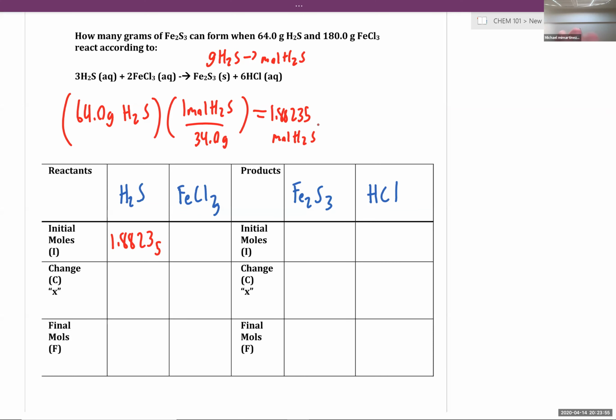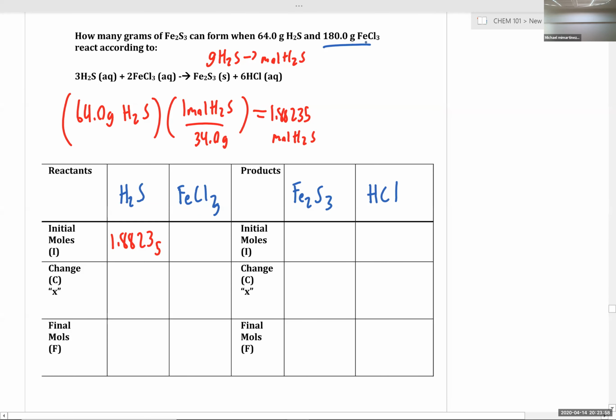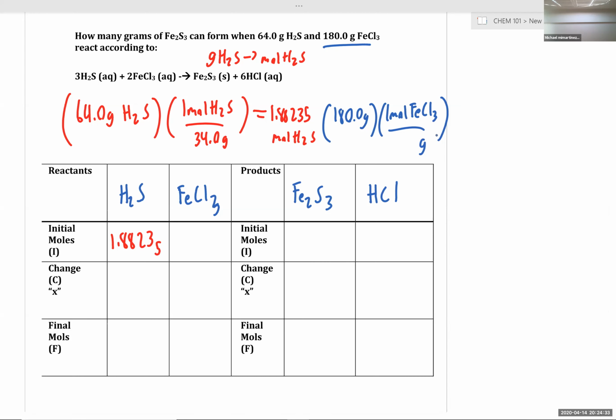Okay, we're going to repeat the same calculation, and we're going to calculate the initial moles of iron 3 chloride. So we have 180.0 grams, and we know that in 1 mole of iron 3 chloride, we have... would someone like to provide me the molar mass of iron 3 chloride? In 1 mole of iron 3 chloride, we have how many grams? Could we calculate that?